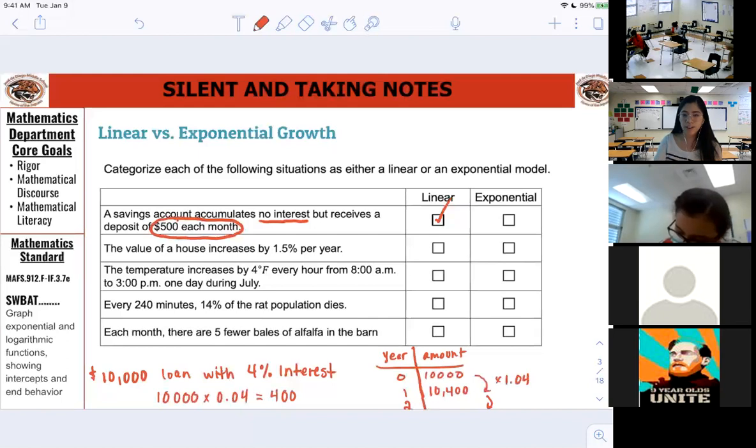Now do 10,400 times 1.04. Try 10,400 times 1.04. 10,816. Dang, that's a big jump. Big jump, right? And it gets worse and worse the longer you put it off.